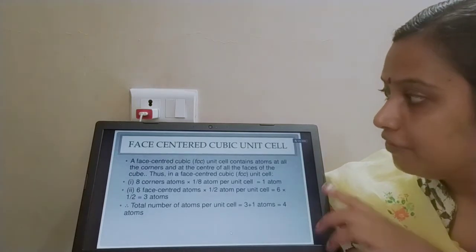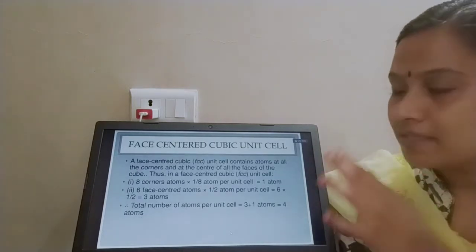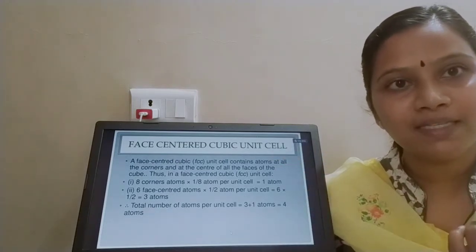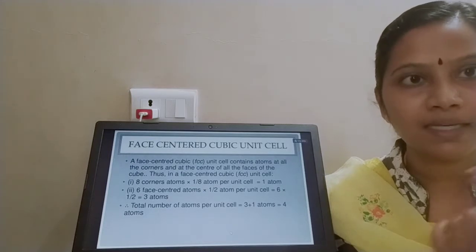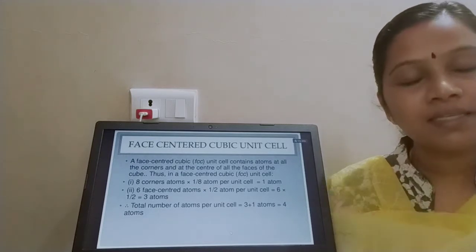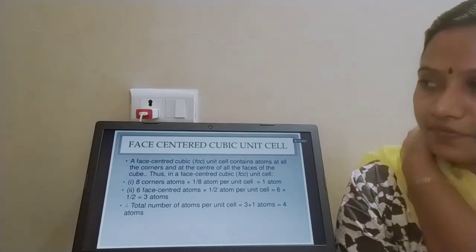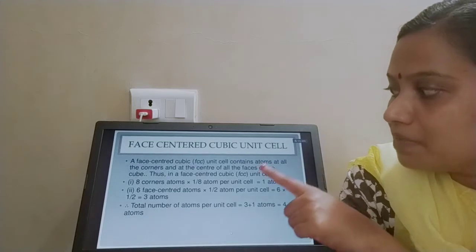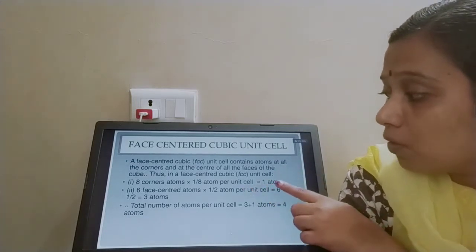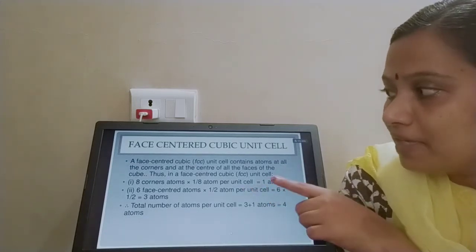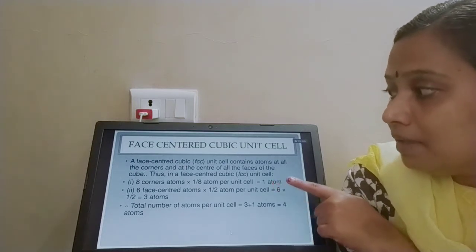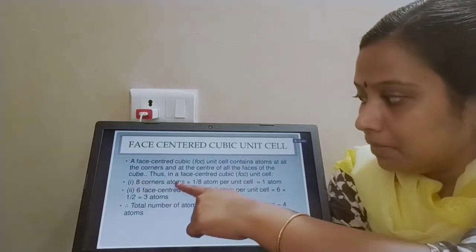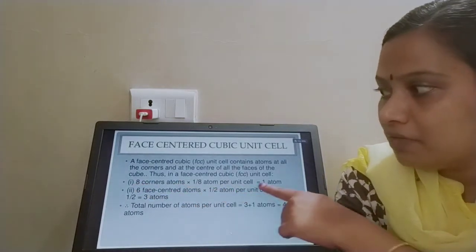Moving to face-centered cubic unit cell. What is the short form? FCC. What is the short form of BCC? Body-centered cubic cell is represented as BCC. Face-centered cubic cell is represented as FCC. Now, the face-centered cubic cell contains atoms at all the corners and one at the center of all the faces of the cube. So, in a face-centered cubic unit cell, you have 8 corner atoms into 1 by 8 per unit cell, which is equal to 1.